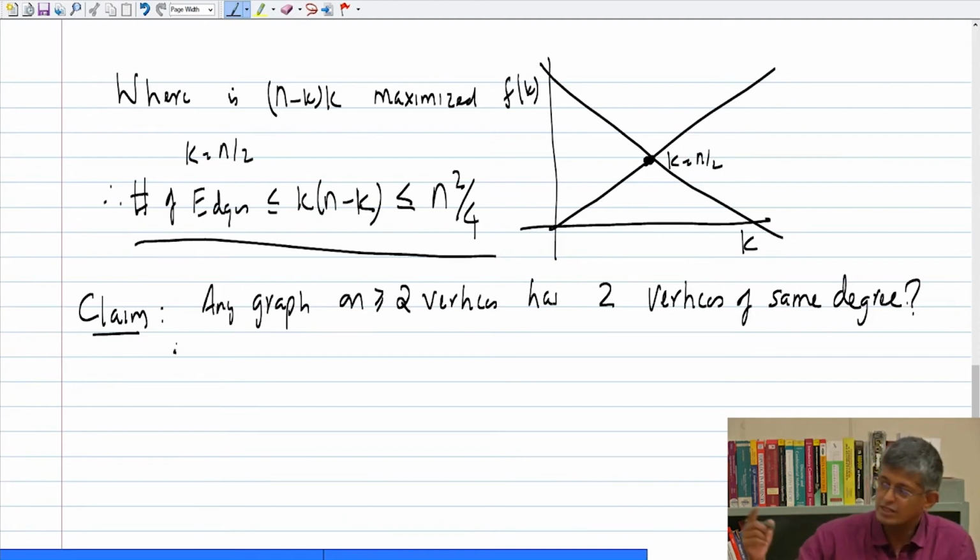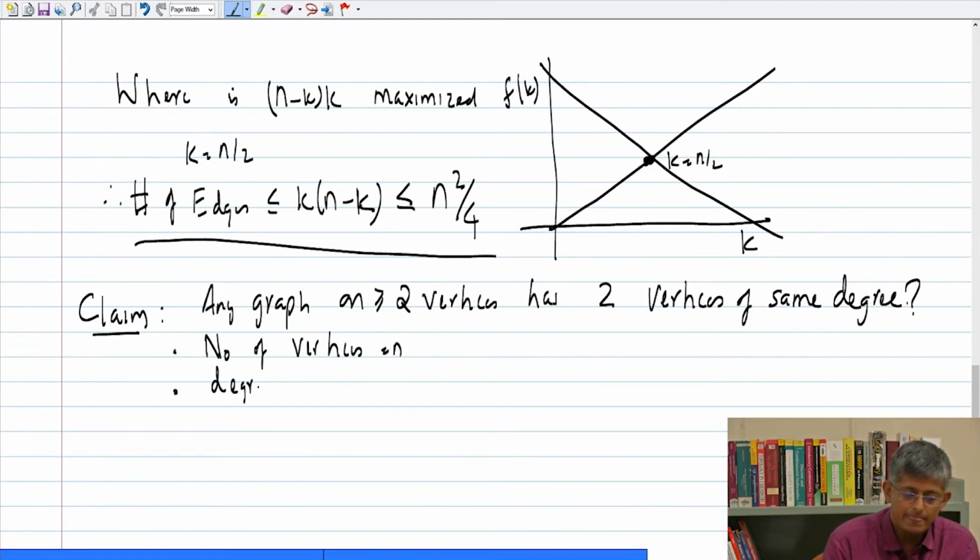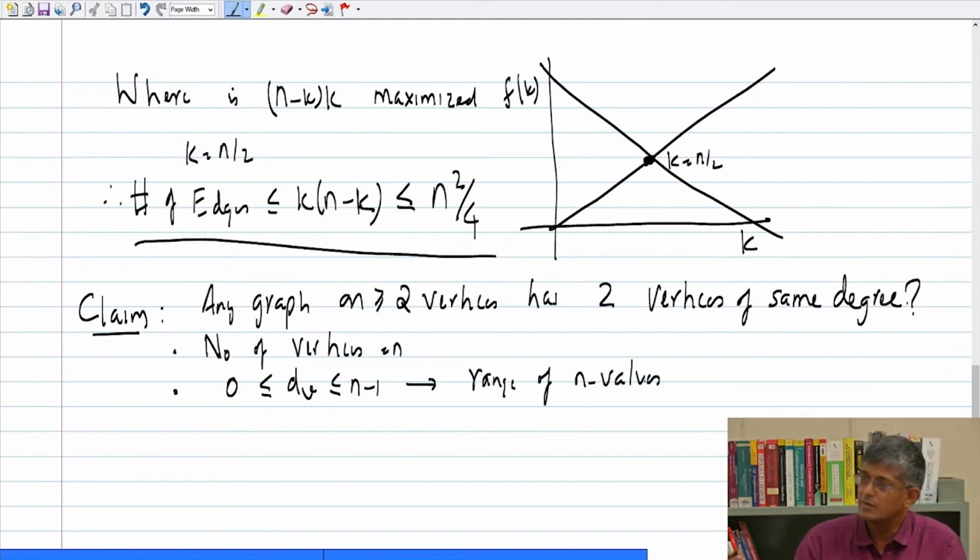He wrote actually the second observation. The first observation is number of vertices is equal to n. Degree is greater than or equal to 0 and less than or equal to n minus 1. So dv is less than or equal to n minus 1, a range of n values. Now I have set up enough for the pigeonhole principle. So the vertices are n pigeons, and the degrees are also n.